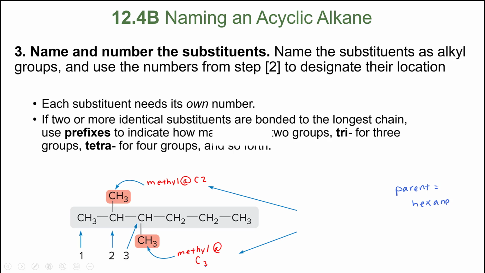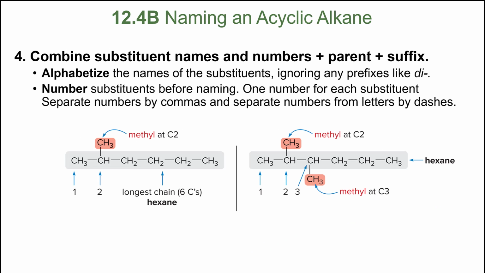So when I list this, I have 2 of the same group, so I'm going to use di as the prefix. And each one gets a number, so it would be 2, 3 for where they are, and this is dimethyl. Those will be my substituents. Okay, then we combine all of the substituents with the numbers and the parent plus the suffix.